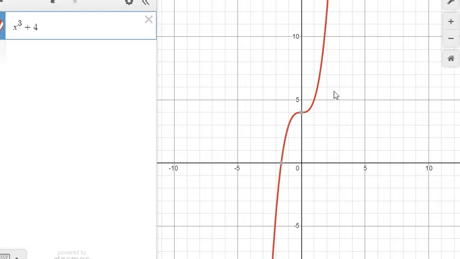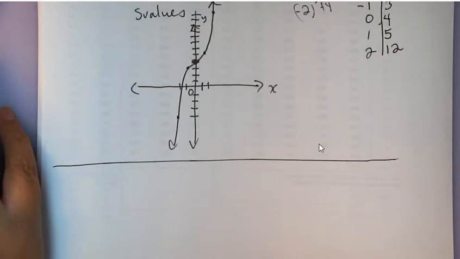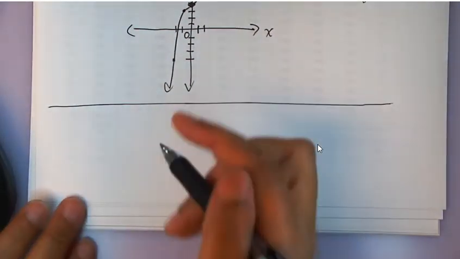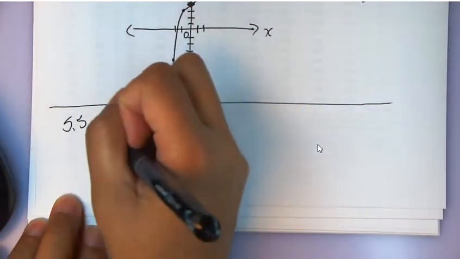Alright, that takes care of 5.4. Now let's move on to 5.5. 5.5 is adding and subtracting polynomials.